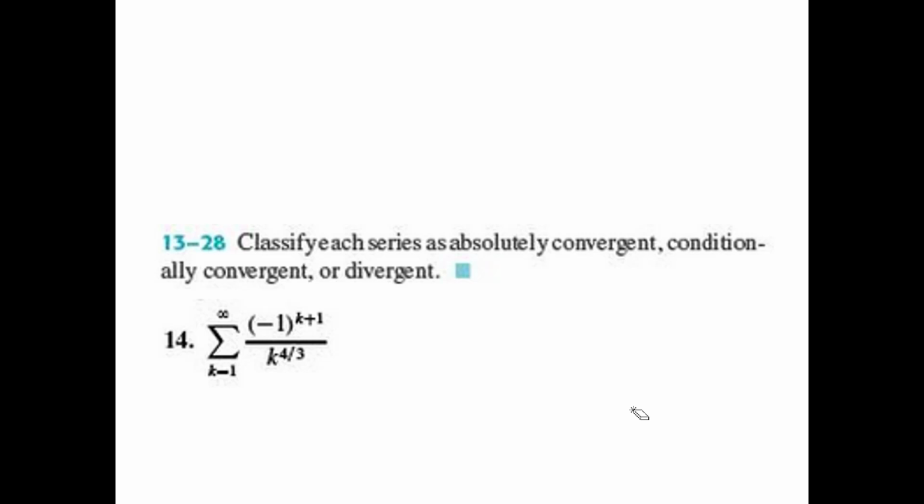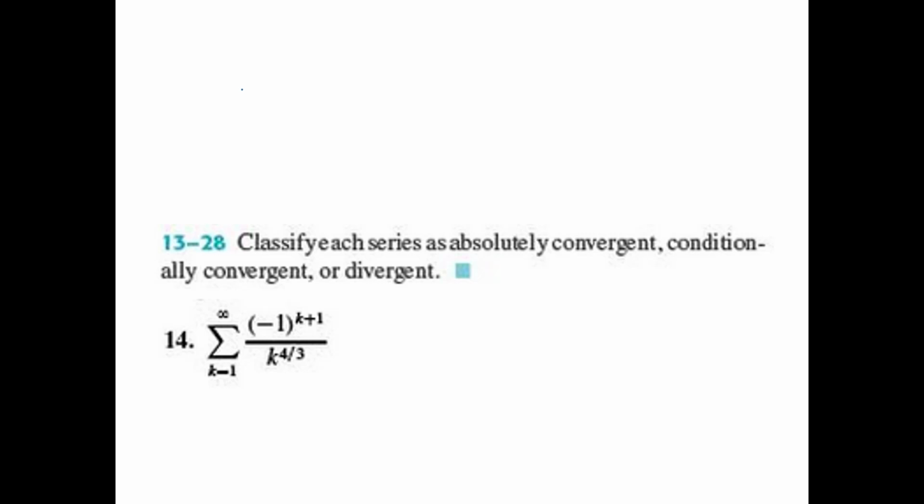Classify each series as absolutely convergent, conditionally convergent, or divergent. Okay, so again, it is more difficult to show that a series converges absolutely. So that's what you should try first. If it converges absolutely, then you're done. It's absolutely convergent. If it doesn't converge absolutely, you still have to test to see if it's conditionally convergent, to see if it converges because of the alternating series test, right?